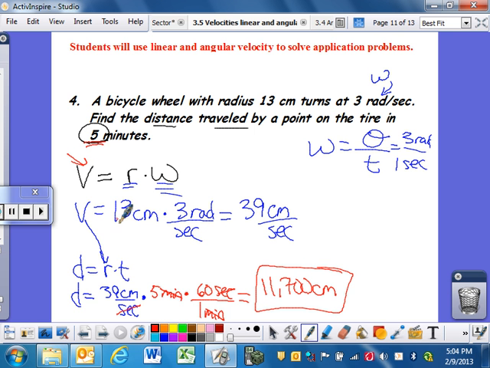So we use the linear velocity formula. We were able to dump it in straight out, but then the hard part to this one is when I want to find a distance, I'm going to use my speed, which is what linear velocity is, how fast you're moving, times it by that time, and then you're able to get your actual distance.